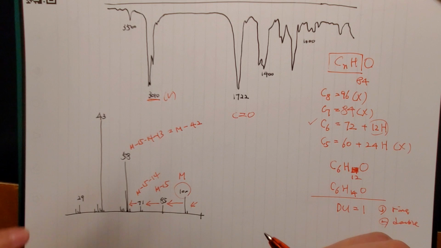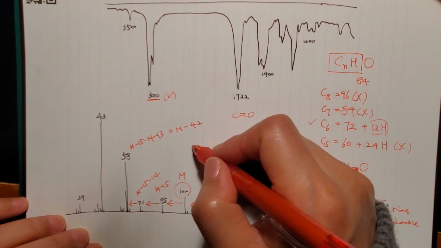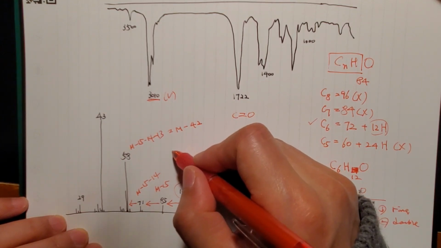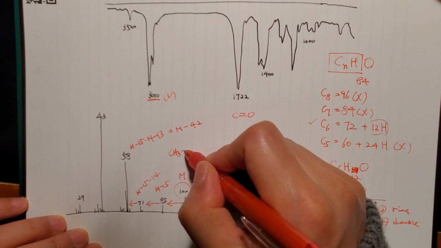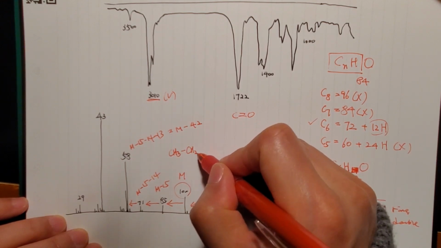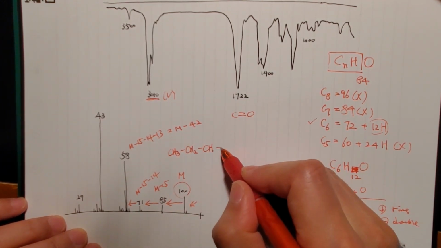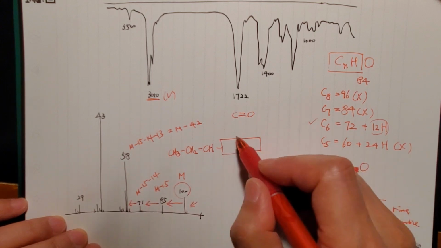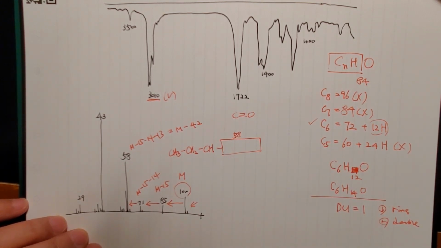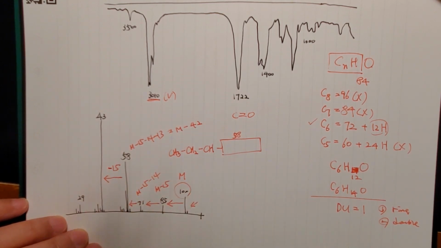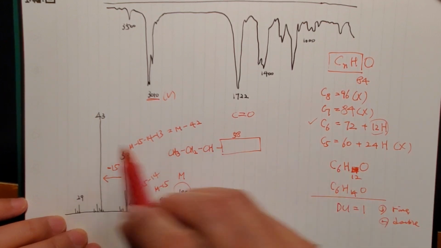Okay, so that means let's go with this assumption. So sequentially, if we lose CH3, then CH2, then CH, after losing that, whatever remains here should be 58. And also, if it's sequential, you've got to lose 15, right? So negative 15, which is a methyl group, this becomes 43.